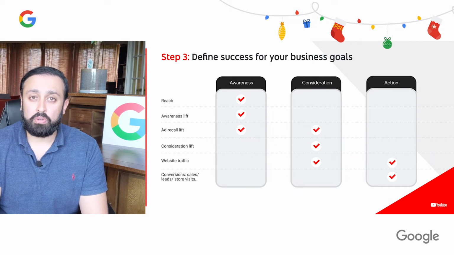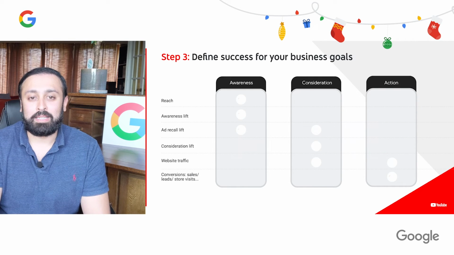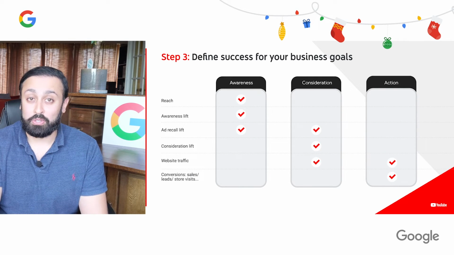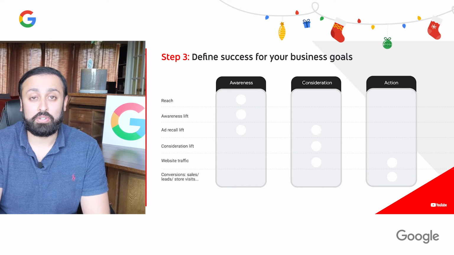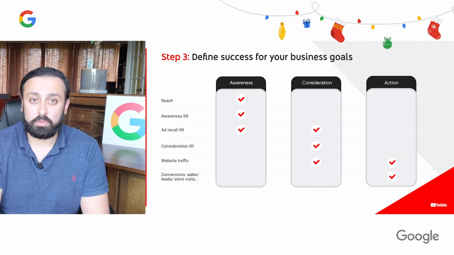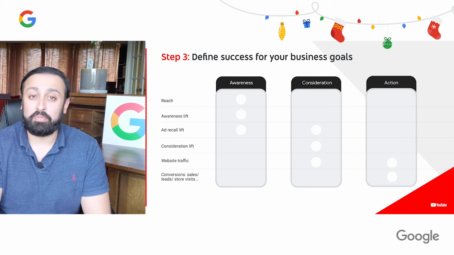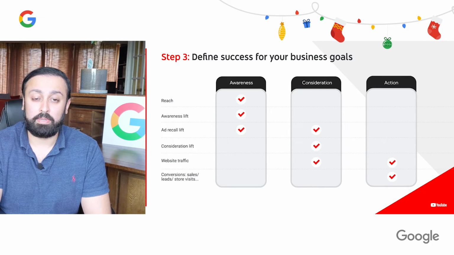And I think before you actually start these type of campaigns, it is very important to also define what these type of campaigns will actually be your success. So if you're talking about awareness, consideration, or even action, it is very important to at least define what success will look like for you before you actually launch these campaigns.